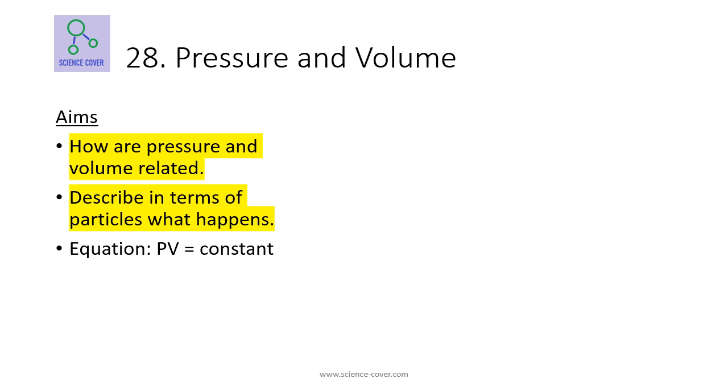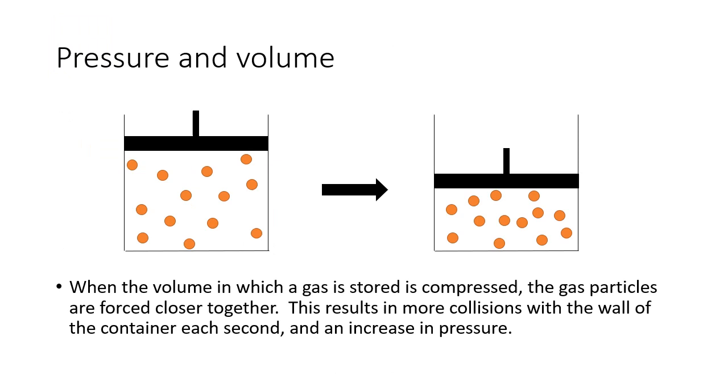Now let's look at how pressure and volume are related and describe what is happening in terms of the particles. This diagram shows us a gas trapped inside the syringe. We can compress the gas by lowering the top layer. This forces the particles of the gas closer together. This results in more collisions between the particles and the wall of the container each second, increasing the pressure on the gas.